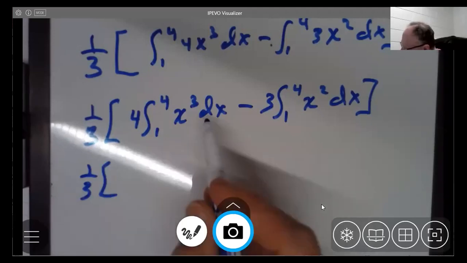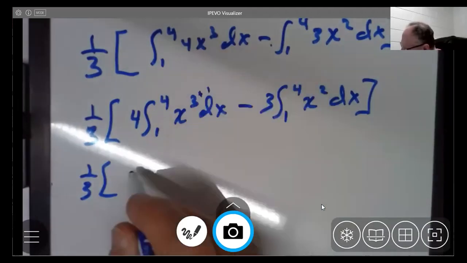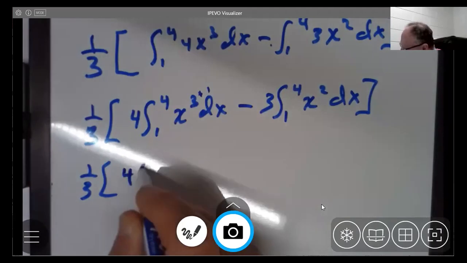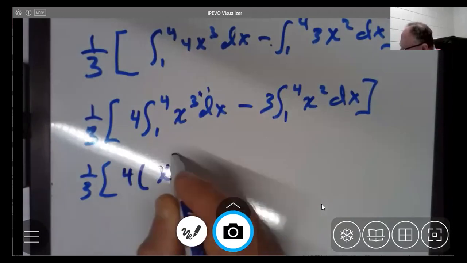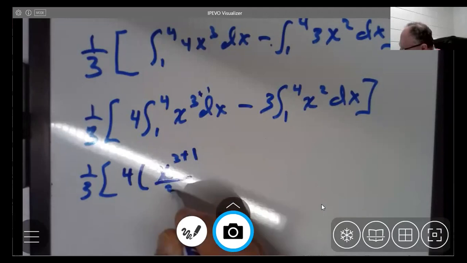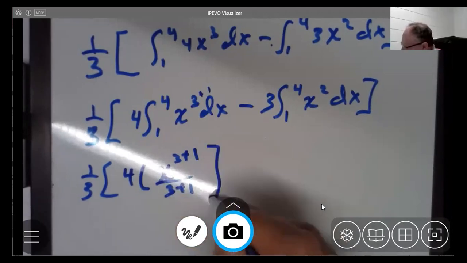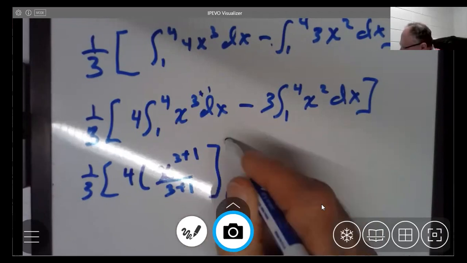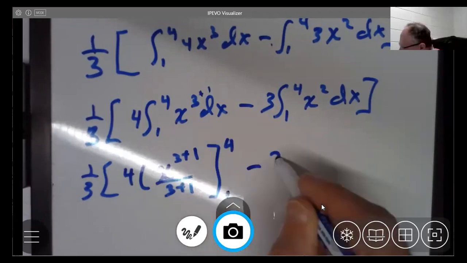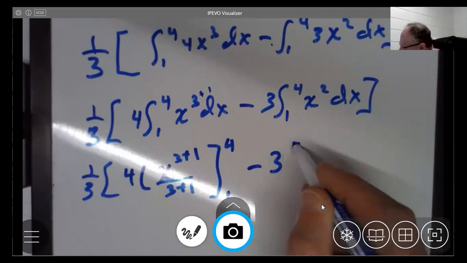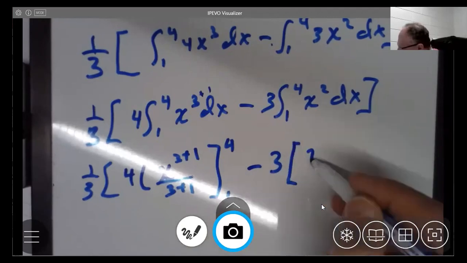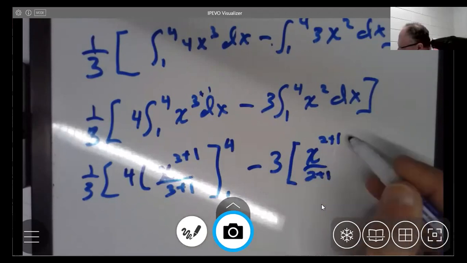And so we're going to add 1, right? So this will be 4 times x to the 3 plus 1 over 3 plus 1, from 1 to 4, minus 3 times x to the 2 plus 1 over 2 plus 1, from 1 to 4.